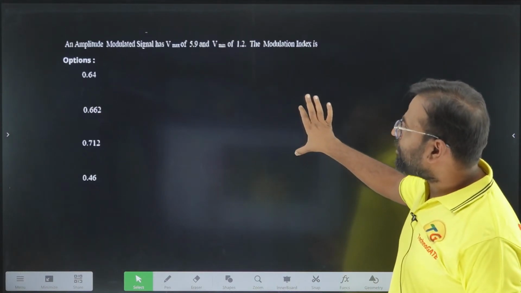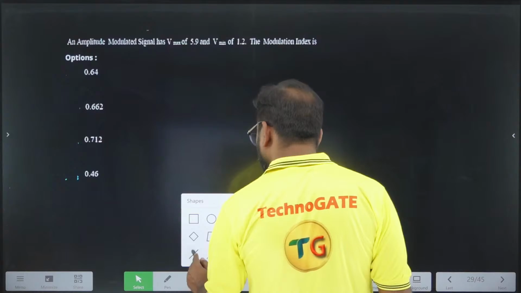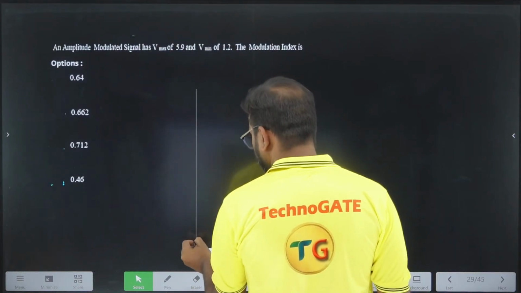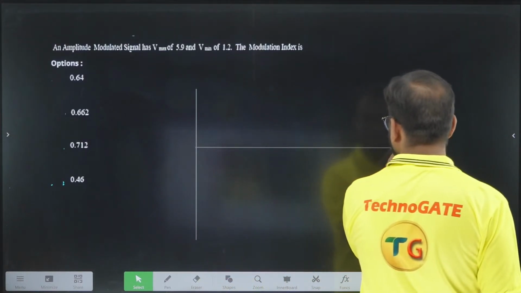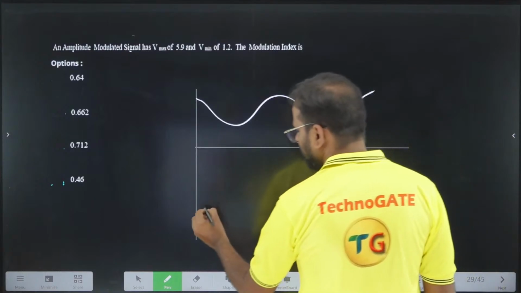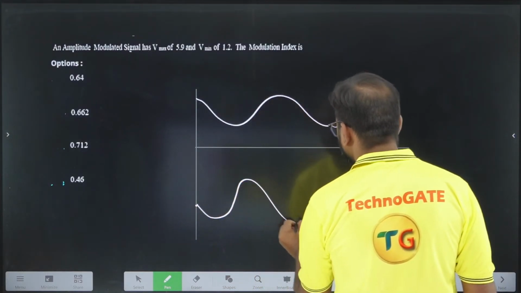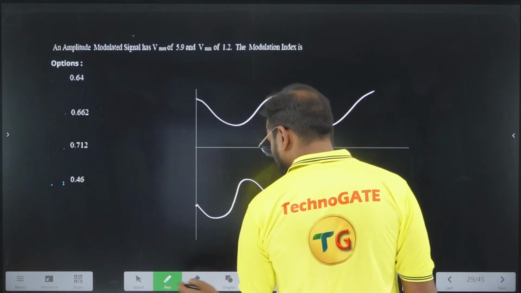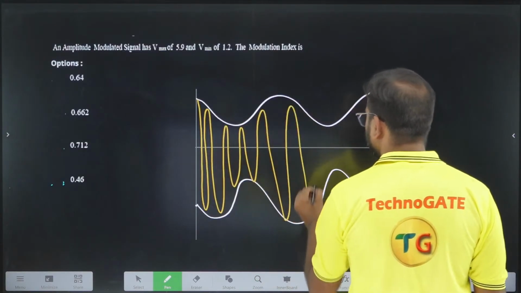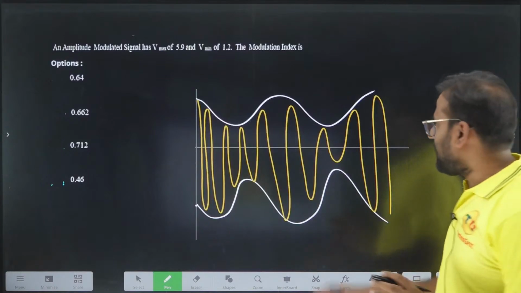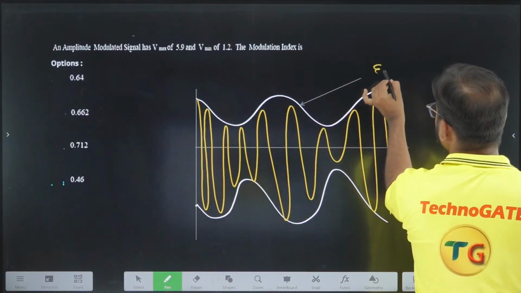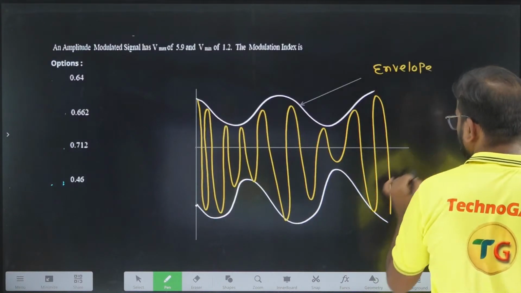What is the next question saying? Amplitude modulated signal is given. As you know how an amplitude modulated signal looks like. The amplitude modulated signal looks like this. This is the envelope. And we want one more thing, which is the carrier. This yellow part is known as carrier and this white part is known as envelope or message signal. This yellow part is known as carrier signal.